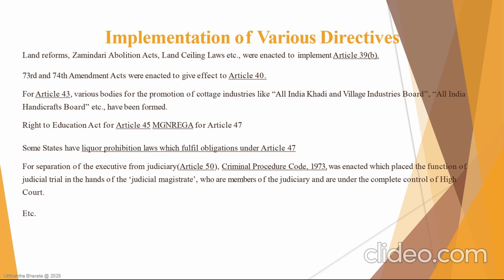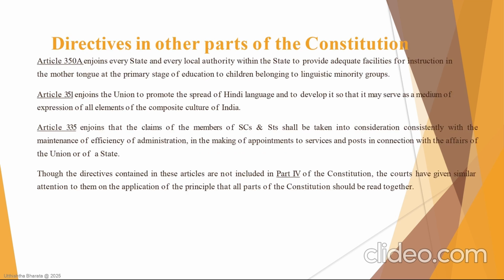The state shall endeavour to organize agriculture and animal husbandry on modern and scientific lines and shall, in particular, take steps for preserving and improving the breeds and prohibiting the slaughter of cows and calves and other milk and draught cattle. Article 48A, 42nd Amendment Act. The state shall endeavour to protect and improve the environment and to safeguard the forests and wildlife of the country.